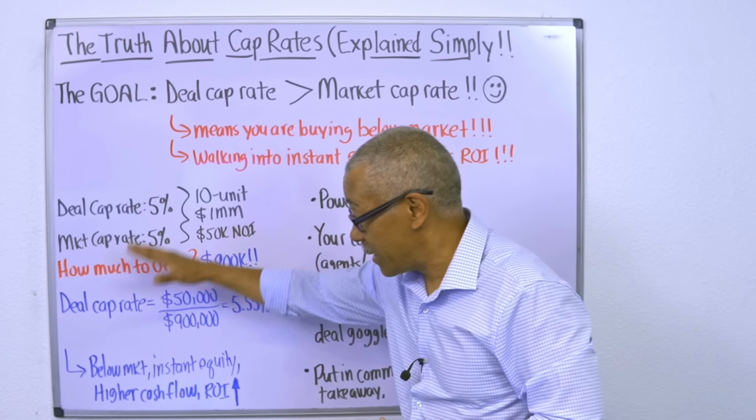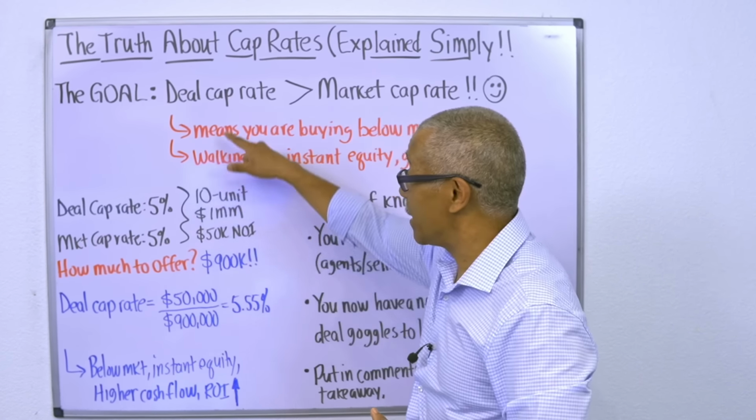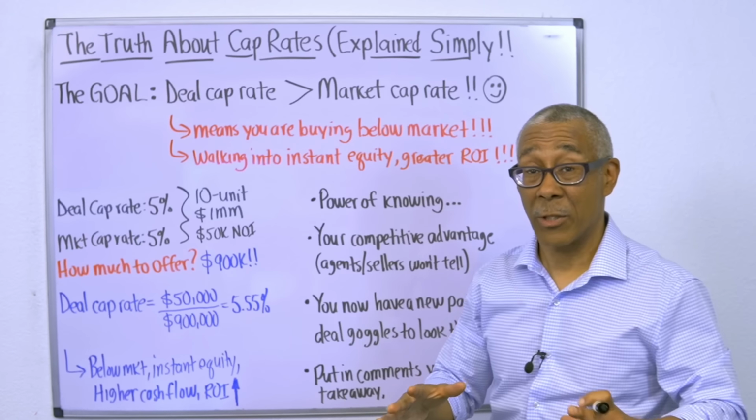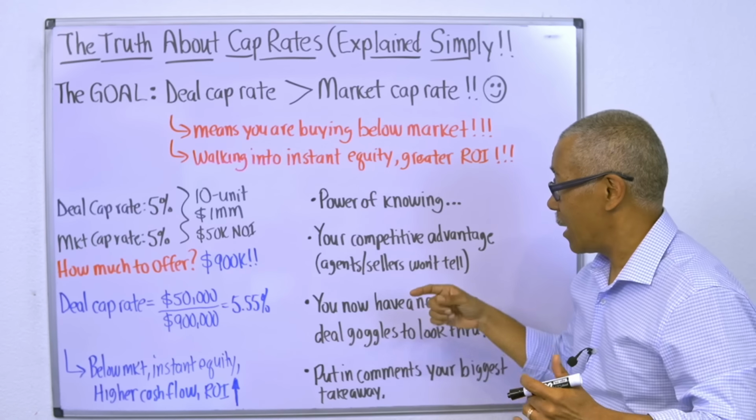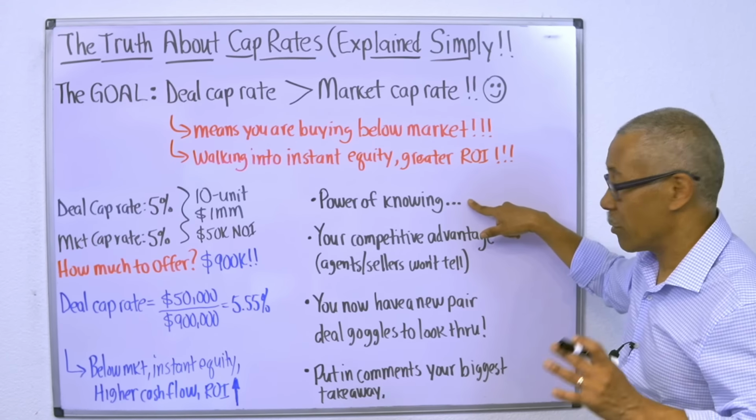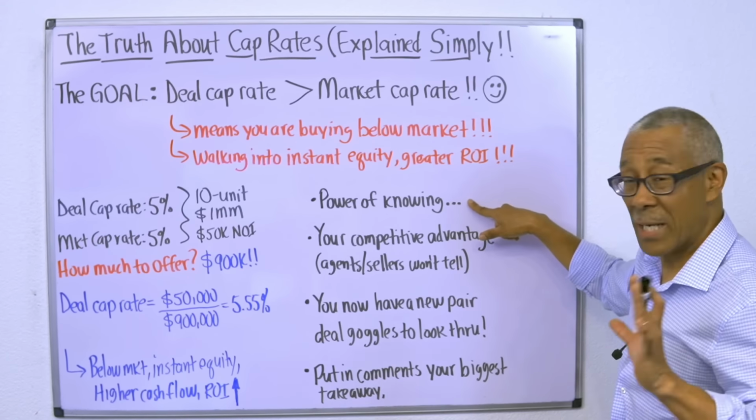So this deal right here has a deal cap rate of 5.55%, greater than your market cap rate, which was 5%. That's what you want. That is the ultimate goal. What does that buy you? Just the power of knowing the difference between the deal cap rate and market cap rate, look what you just did. It's your competitive advantage to understand the difference.